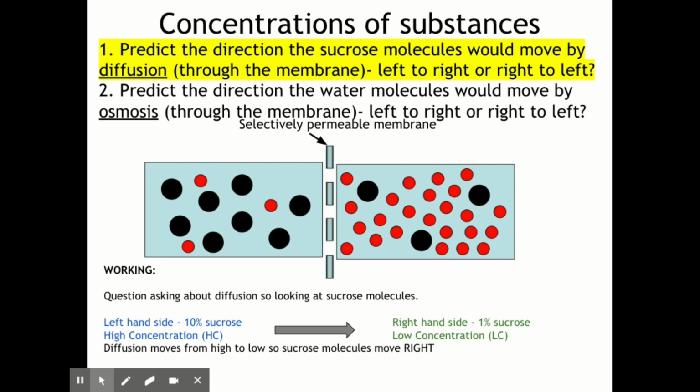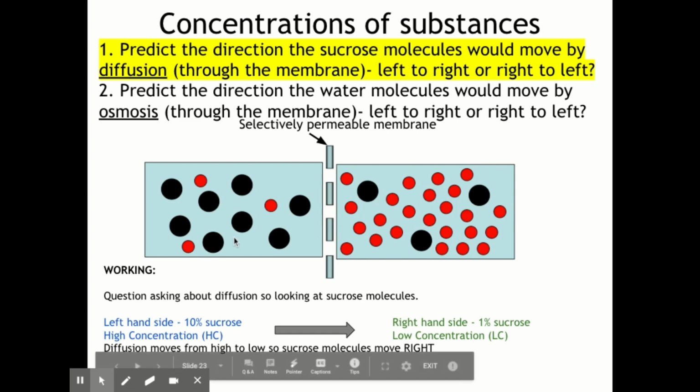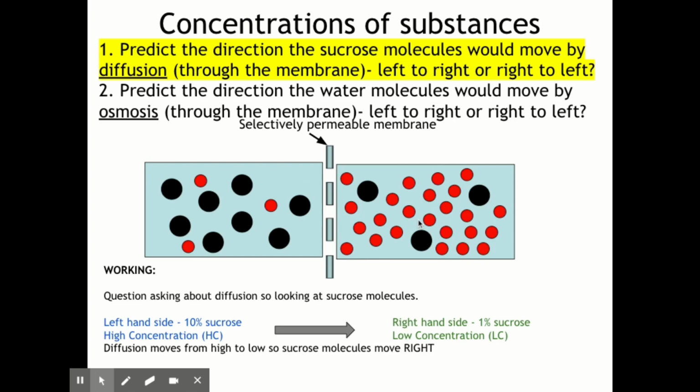So now I've shown you at the bottom how I would go about working this out. Now this is quite a longhand way of writing this all out. I would do this in a little bit of a shorter way, but I'll show you again how to set that out later. So from the previous slide's information, we know the left-hand side of this diagram is 10% sucrose, and we know that the right-hand side is 1% sucrose. This means that there is a higher concentration of sucrose on the left-hand side. Okay, so left-hand side has high sucrose, right-hand side has low concentration of sucrose.